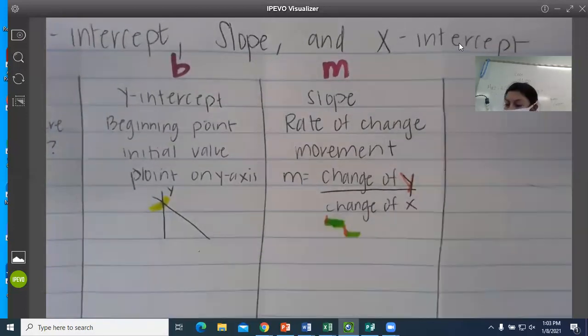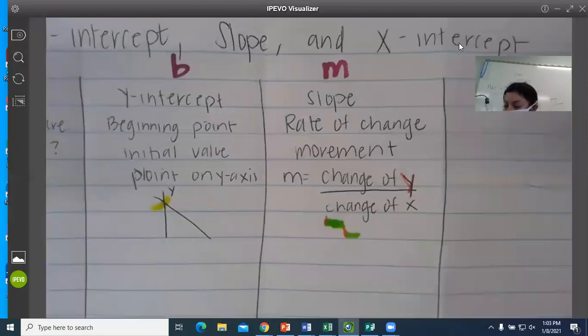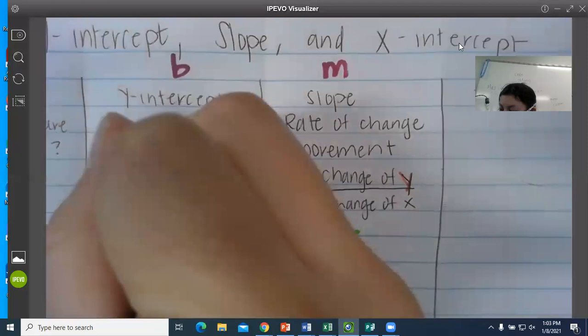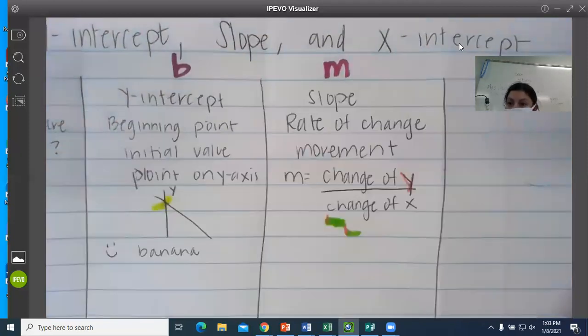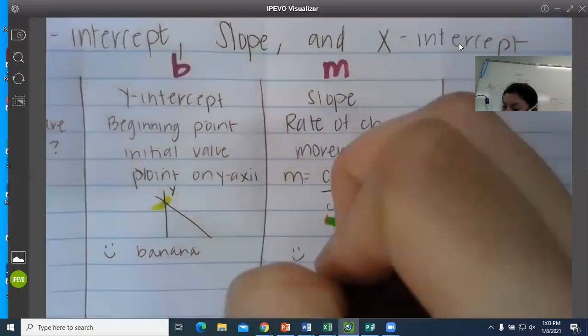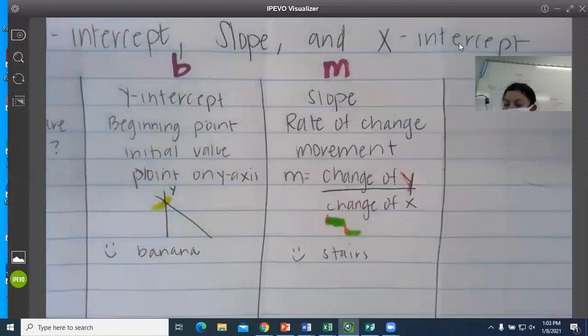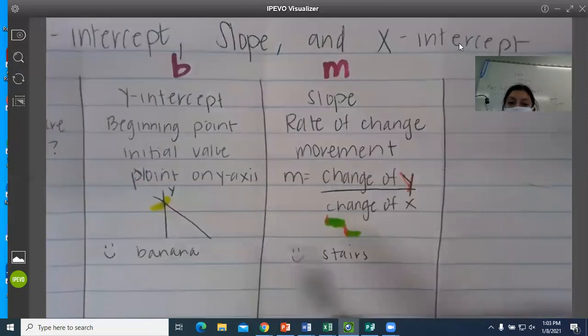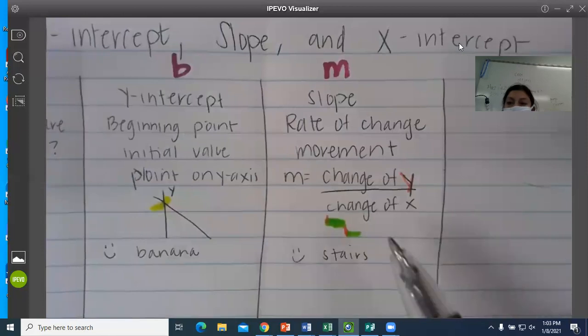So this right here, we draw a banana for that one. That's just an easy way to remember. It's not like a math thing. It's just a way. It's like any other thing. And for this one, we draw stairs. Sometimes it's easy to give a mathematical concept an easy, funny way to remember it so that you remember it better.